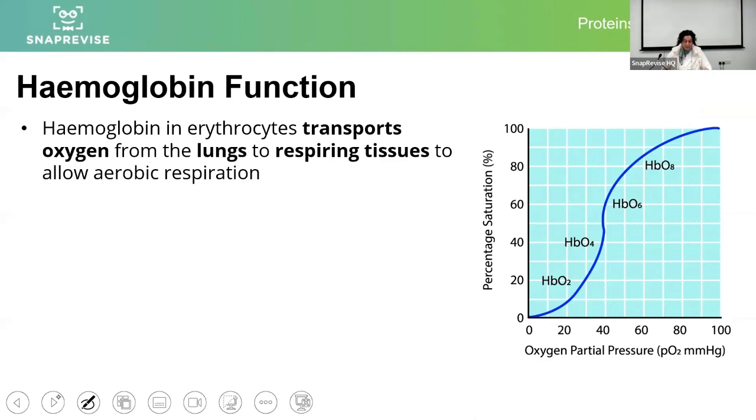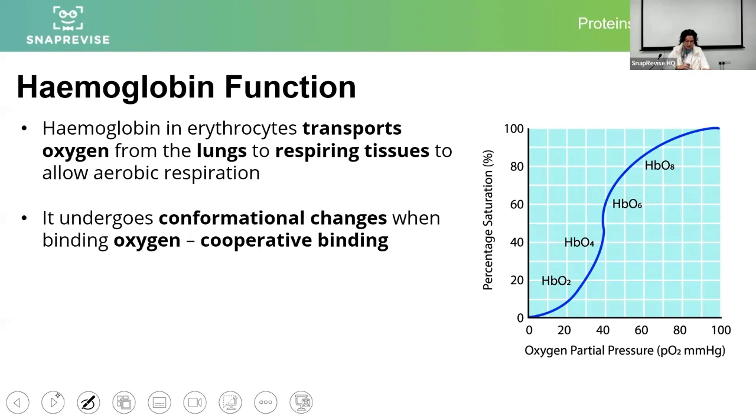So hemoglobin is found inside red blood cells, and it will basically transport oxygen from the lungs to the respiring tissues to allow for aerobic respiration, of course. Respiring tissues are basically all of our tissues. There's no alive cell or tissue that doesn't respire, that doesn't need oxygen.